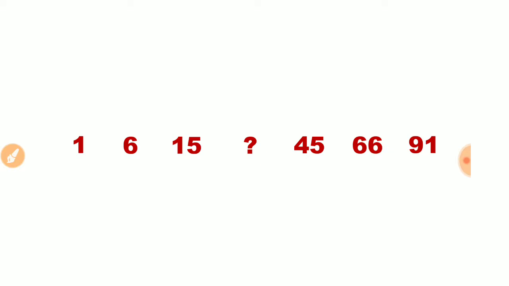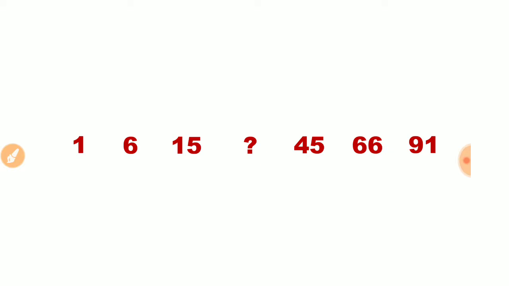1, 6, 15. The middle number is missing. Then 45, 66, 91. Let me explain. You can see these numbers definitely don't have any relation with the square of numbers. It's correct, right? See 1, 6, 15. It is not at all connected with the square of numbers.